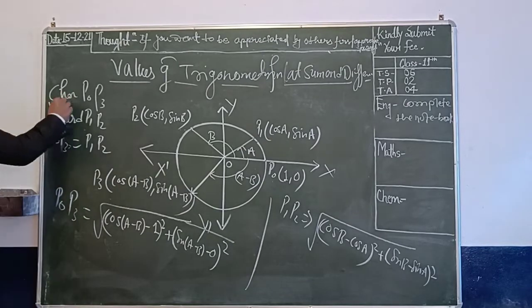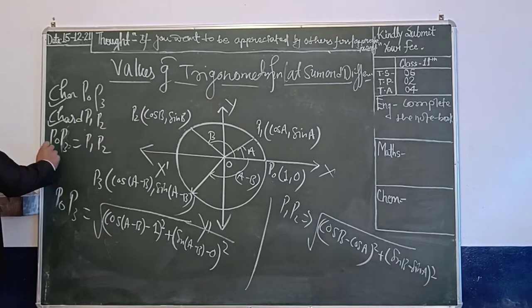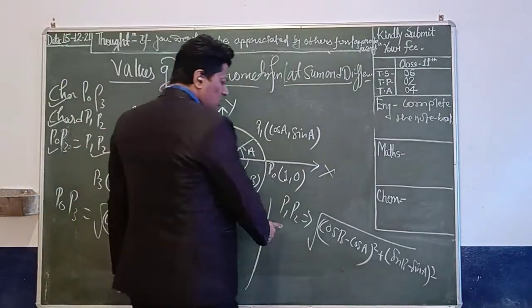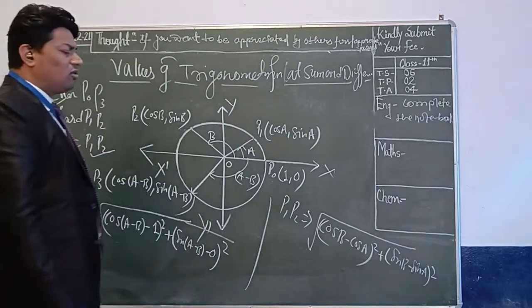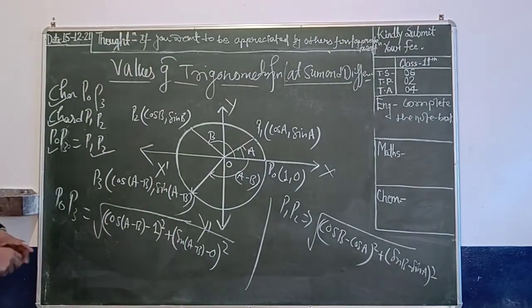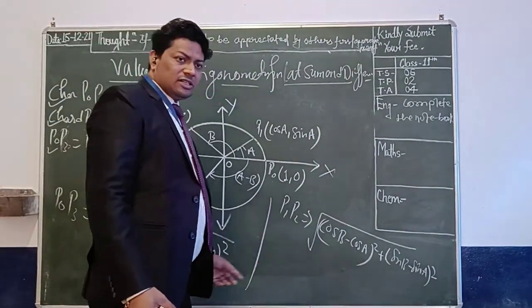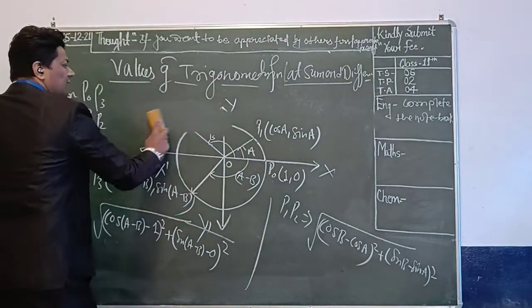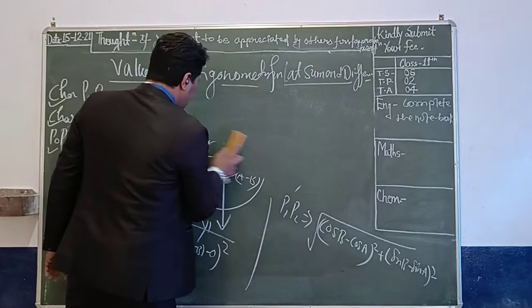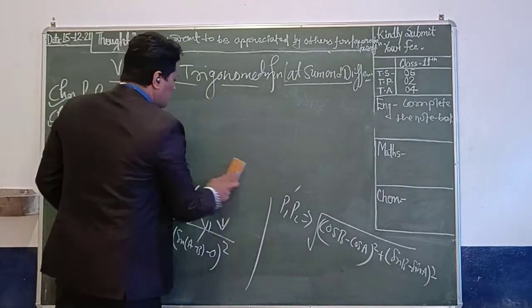Now we have chord P0 P3 and chord P1 P2. P0 P3 is equal to P1 P2. P1 P2 is equal to cos B minus cos A whole square plus sin B minus sin A whole square. Is it clear? Both chords will be equal, so now we can equate.